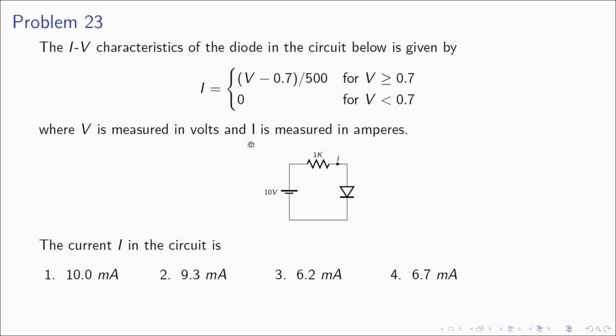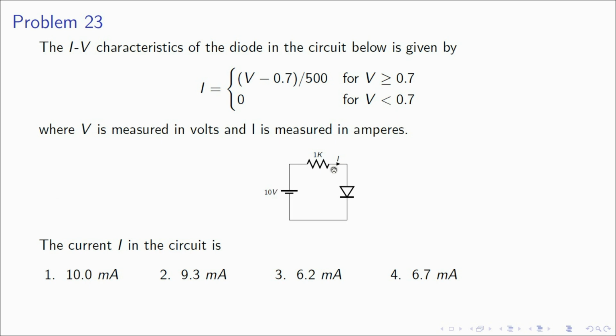so then next is again an electronics problem. It says the current in a diode is given by this: it's (V minus 0.7) by 500 if the applied voltage is greater than 0.7, and it's 0 if the voltage is less than 0.7. And this is the circuit. So it asks, what is the current I in the circuit?